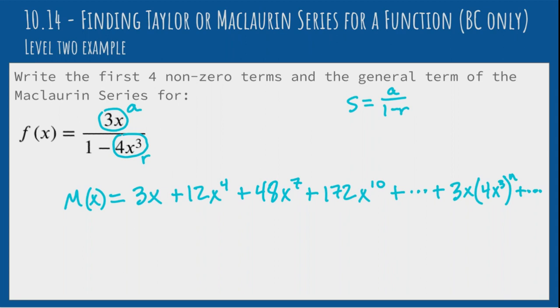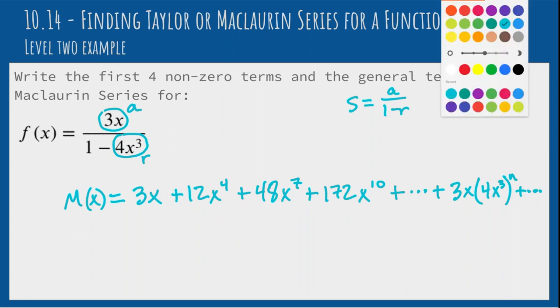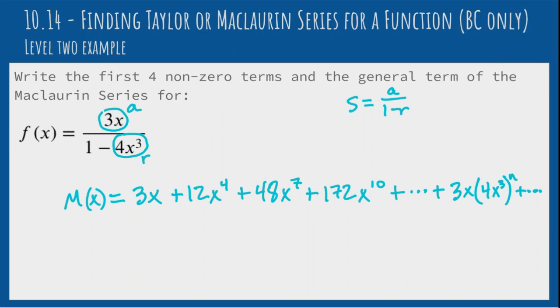Now, if we do that, we also want to keep in mind that this is only going to be the Maclaurin series for this function on an interval. And that interval is going to be when the common ratio is between -1 and 1. So what that means is this series will only converge for values where this inequality holds. We can solve this inequality by dividing by 4 on both sides and taking the cube root.